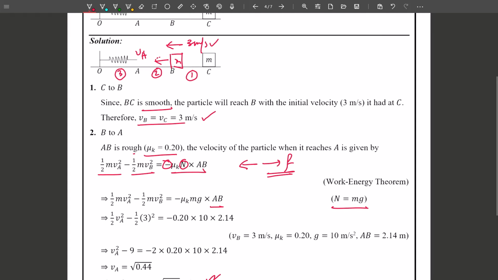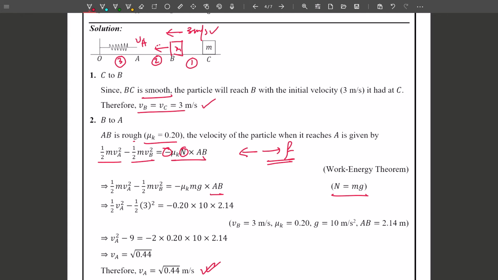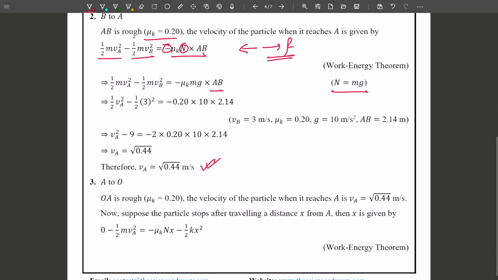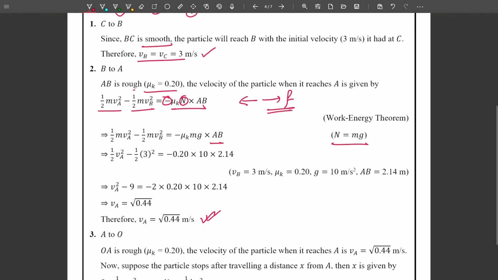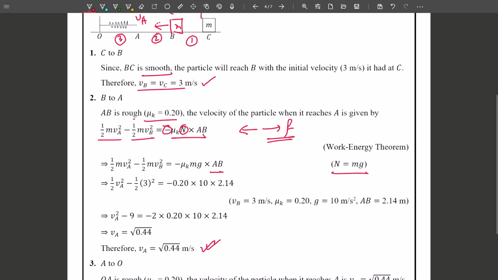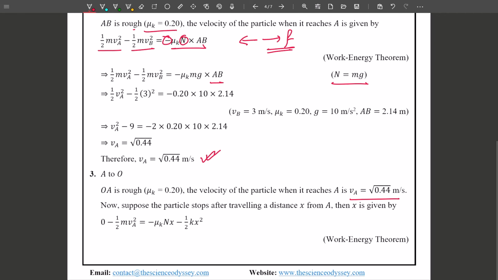So now the final part, AO, A to O. So when the particle is at A, its velocity is this. So in between A and O, the particle will stop. Here both friction and spring force will oppose it. So look at this. How are we solving this?